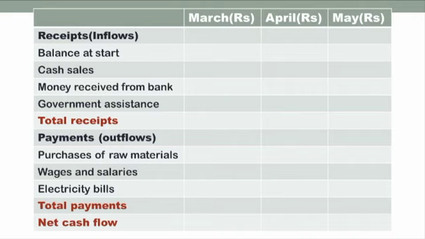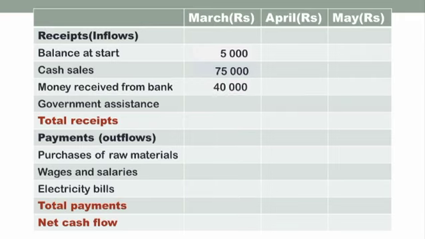Now we will look at how to prepare a cash flow forecast for several months. For example, for the month of March, April, and May. For the month of March, we are going to use the same values. Balance at start 5,000 rupees plus cash sales 75,000 rupees plus money received from bank 40,000 rupees plus government assistance 50,000 rupees, which gives us a total receipts of 170,000 rupees.